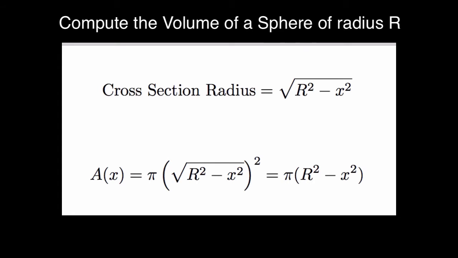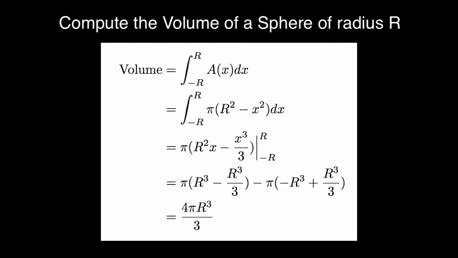To obtain the volume, we integrate A(x) from minus r to r, which are the values of x in which the sphere lives. This integral is fairly straightforward, and if you go through the motions, you end up with the answer 4 pi r cubed over 3, which is the number we were supposed to get through our knowledge of basic geometry. Let's work another problem with solids of revolution, this time with a little bit of a twist.